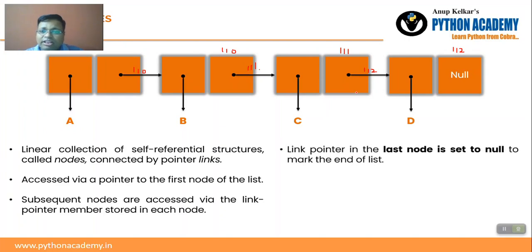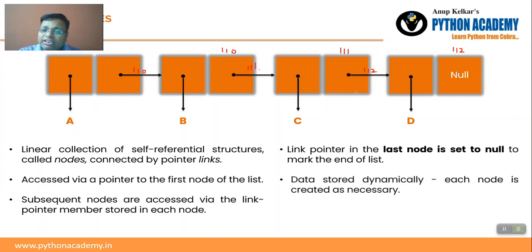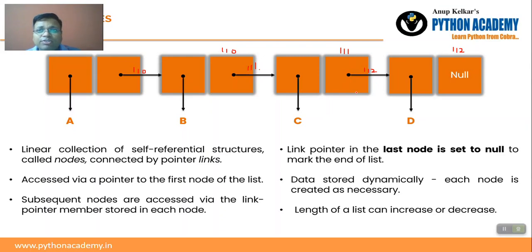Then the link pointer in the last node is set to null to mark that it is the end of the list. The data is stored dynamically. What does that mean? It means each node is created as necessary, as per the requirement, and the length of the list can be increased or decreased. This is totally flexible. As I have mentioned, it is a chain of nodes, so the chain can be created with as many nodes as we want, increased or decreased as per the requirement.